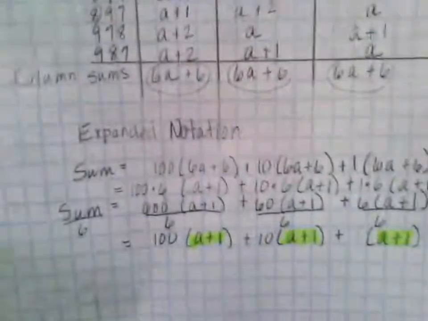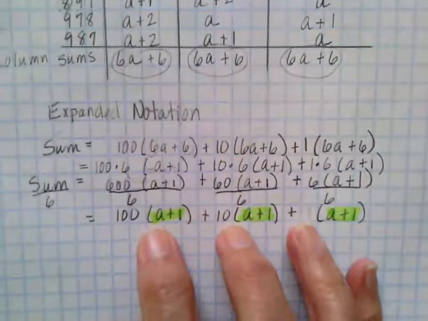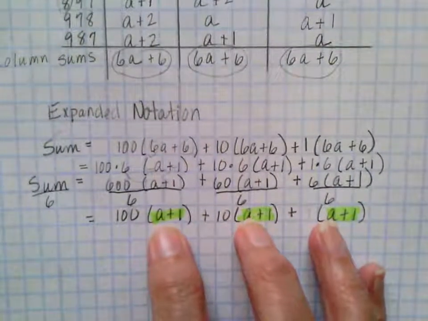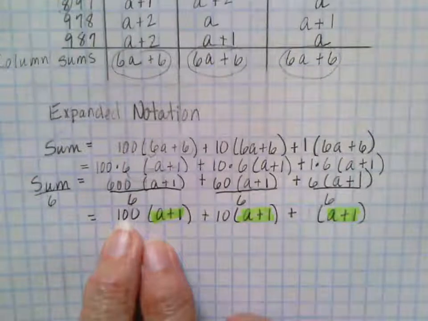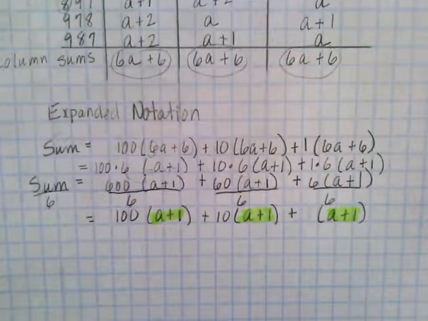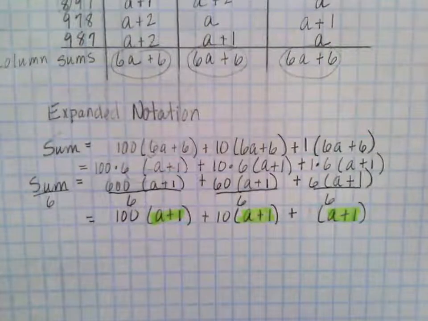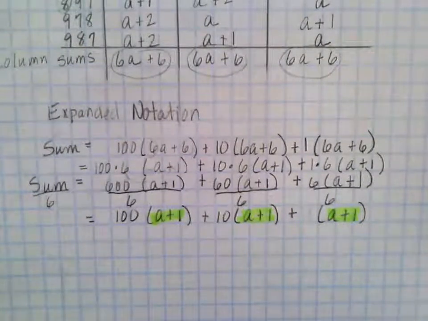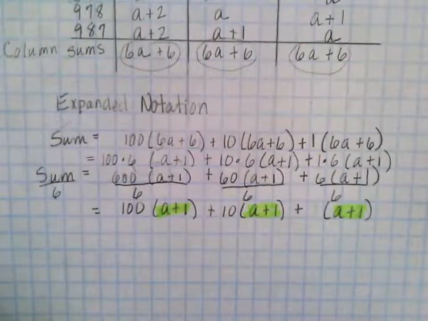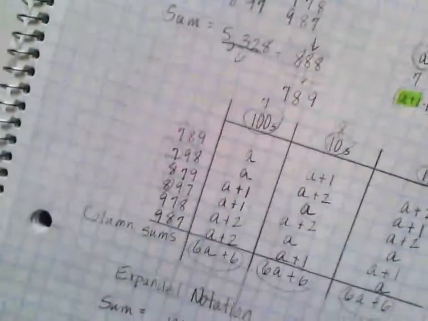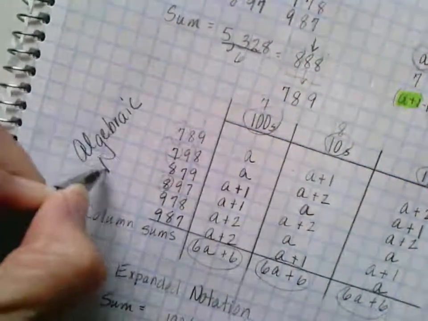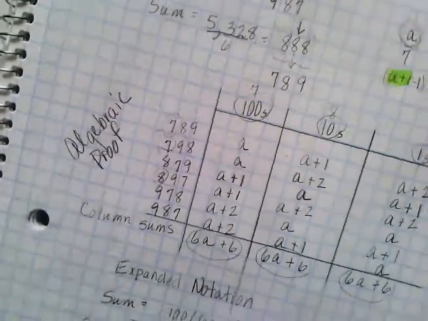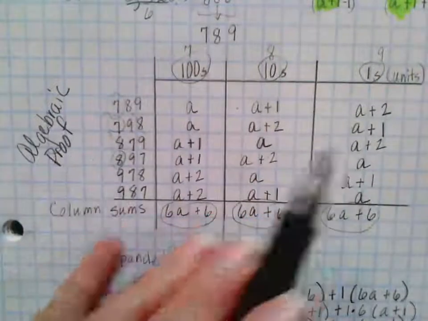And algebraically, the reason that works is because down here we end up with the same digit. We're just multiplying it by the place value to get it in its correct place. And that, ladies and gentlemen, is the way to solve this algebraically. Now, another way to solve it is... this is referred to as an algebraic proof. This is an algebraic proof because we're using algebra.